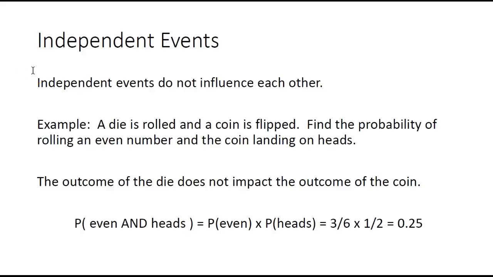The first is independent events. Independent events do not influence each other. That means the first outcome does not change the second outcome in any way. Since rolling the die does not change how the coin is flipped, they are independent events.